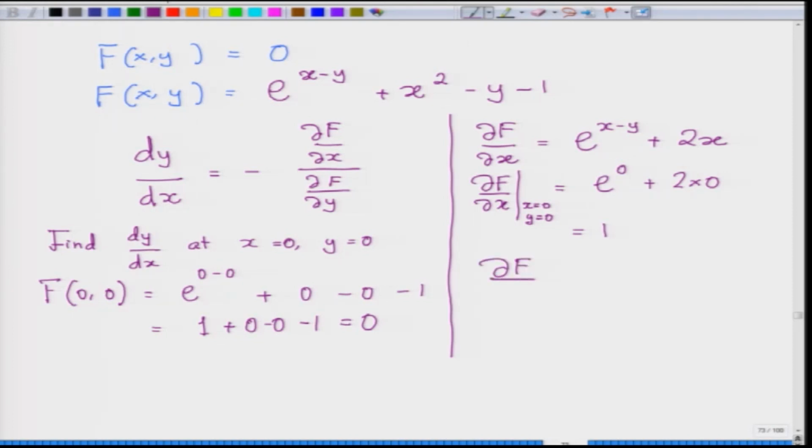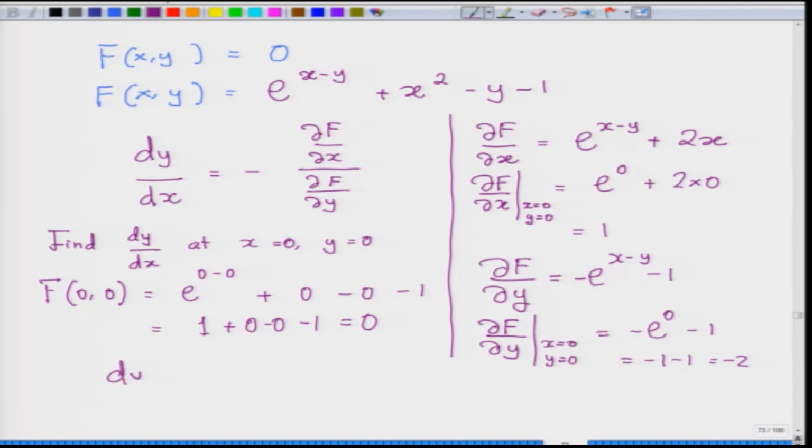So, del f del y is minus e to the power x minus y, because of the chain rule again here, minus 1. So, del f del y evaluated at x equal to 0, y equal to 0 is minus e to the power 0 minus 1, that is minus 1 minus 1, which is minus 2. So, dy dx is equal to minus 1 divided by minus 2, which is equal to half. So, this is an example that we have computed, and this is an example through which we can show that whatever we have done is actually working.